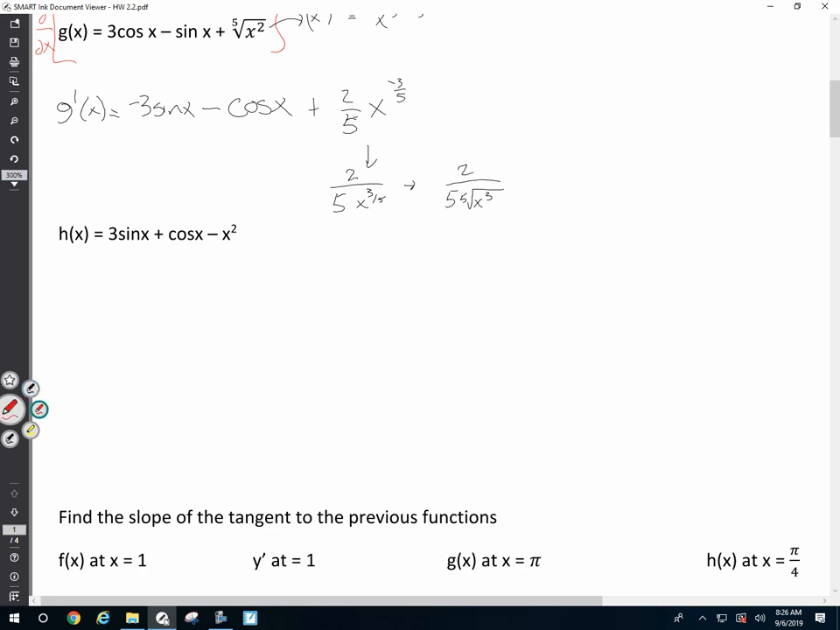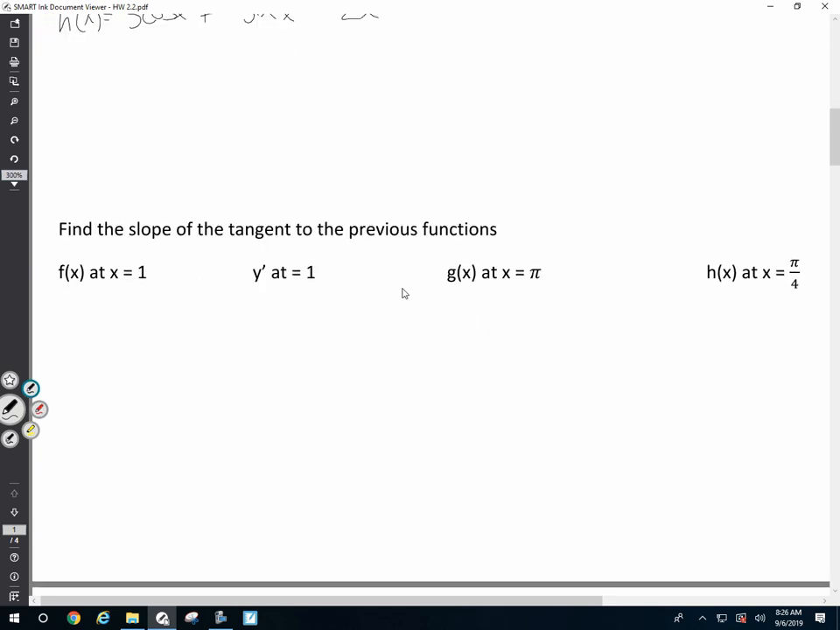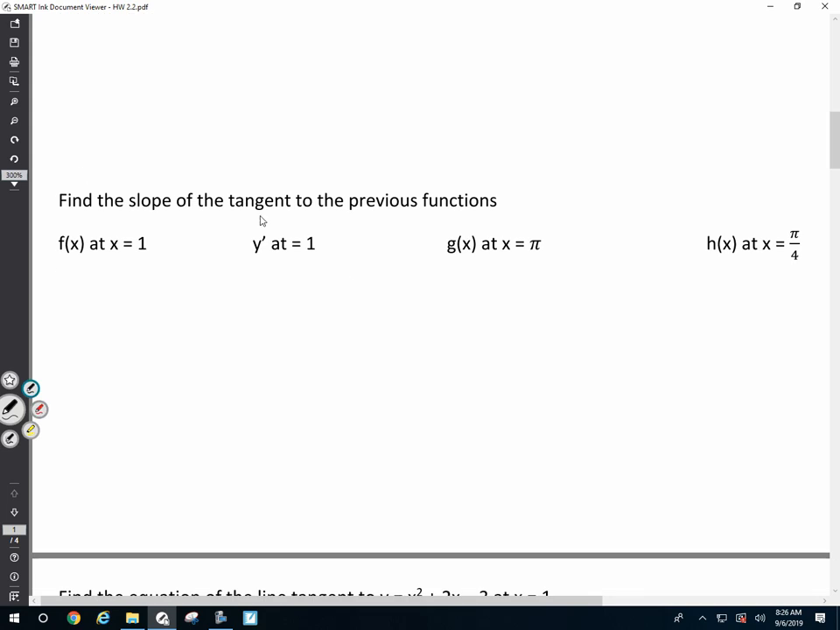Let's see this guy. Derivative of h, I'll say is h prime. 3 sine, 3 positive cosine. Positive cosine, negative sine. X squared, 2x.